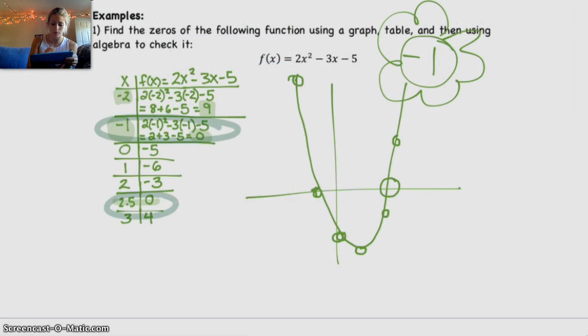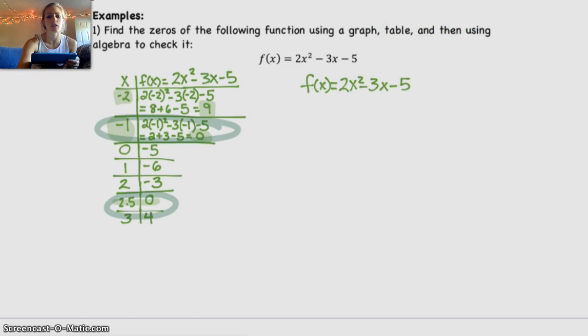-1 and 2.5, and we did it using a graph and a table, and then we would have to do it using algebra to check it as well. Okay, so let's do that real quick. All right, so here's our function f of x equals 2x squared minus 3x minus 5. So the question is, how do we solve this algebraically?